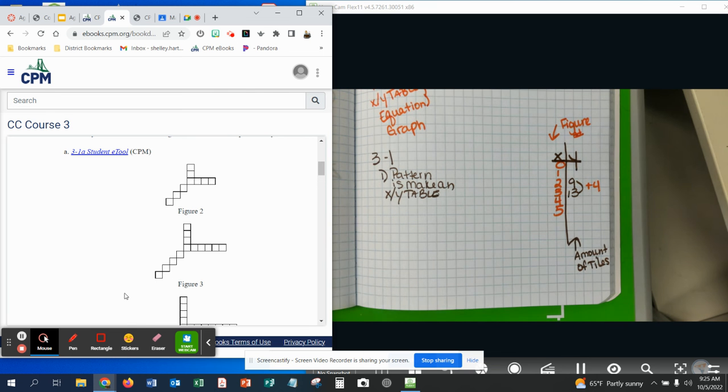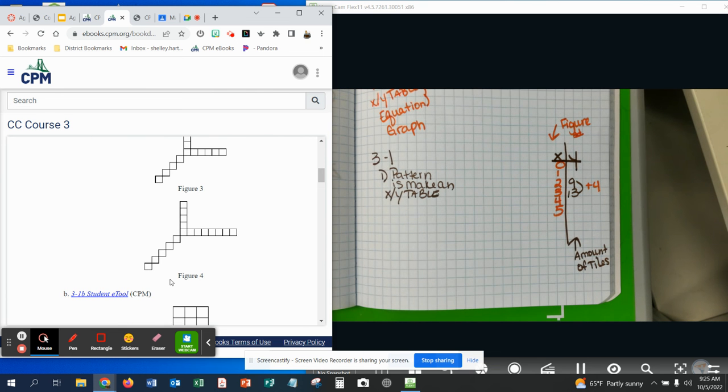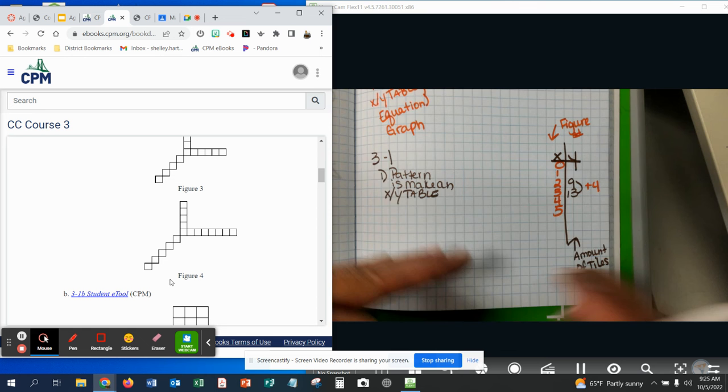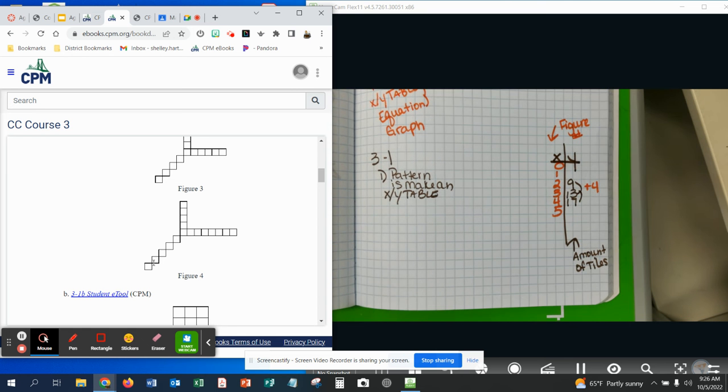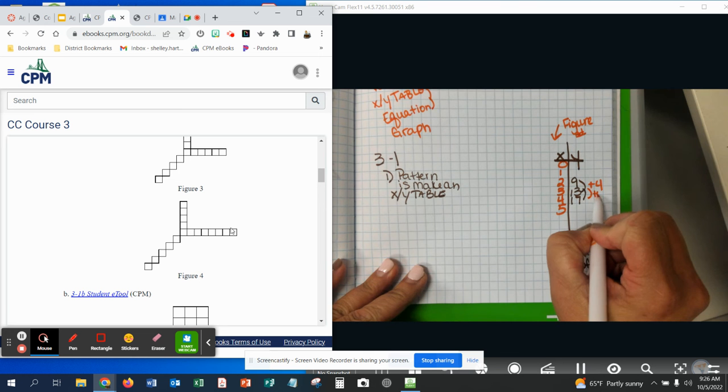Okay, how many do you think is in figure 4? Figure 4. We're here. Perfect. I'm going to make sure and count if you don't mind. 1, 2, 3, 4, 5, 6, 7, 8, 9, 10, 11, 12, 13, 14, 15, 16, 17. You're absolutely right. So we're at the +4.